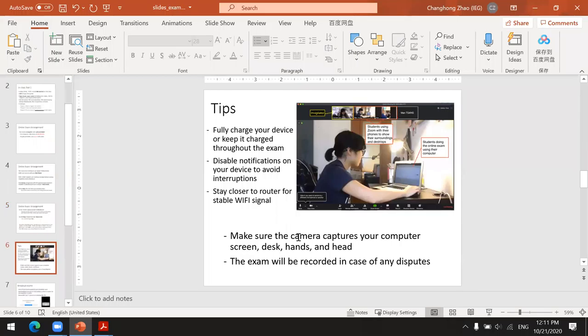This is a sample of what you will look like on the day of the test. Basically you look at the question paper from your laptop, and then your photo is taken by the phone camera, connected to Zoom.